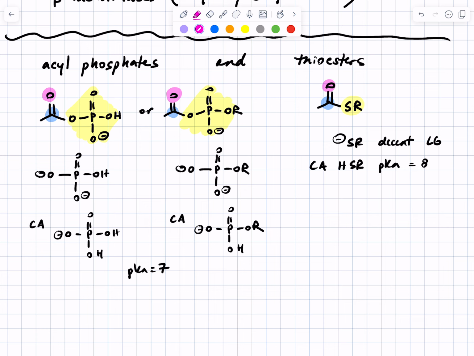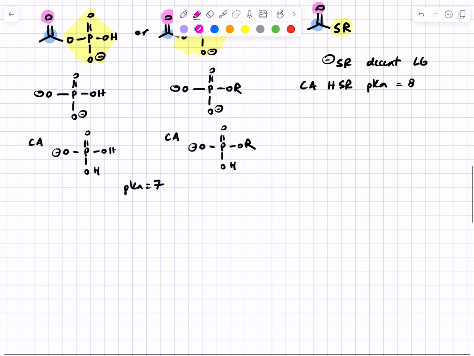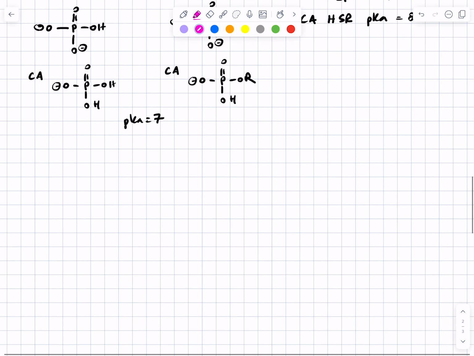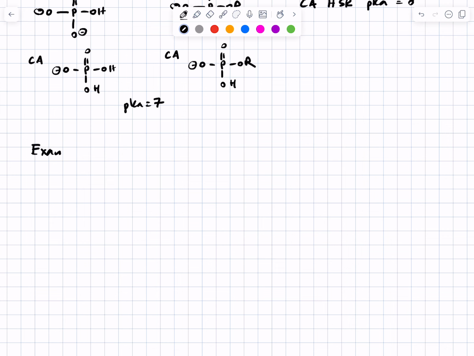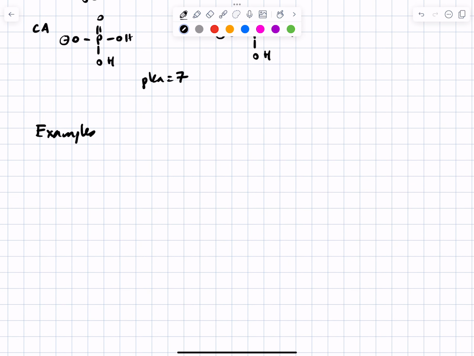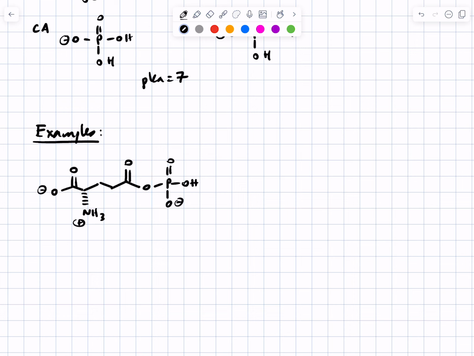I can show you how acyl phosphates are made, and maybe we'll do that a little bit later, but I just want to give you some examples of reactions involving acyl phosphates in biology. All right, so here's one that's involved in the synthesis of the amino acid glutamine. You start out with an amino acid where the side chain has an acyl phosphate. We'll just draw it like this. Again, carbonyl oxygen, carbonyl carbon, and here's the leaving group.